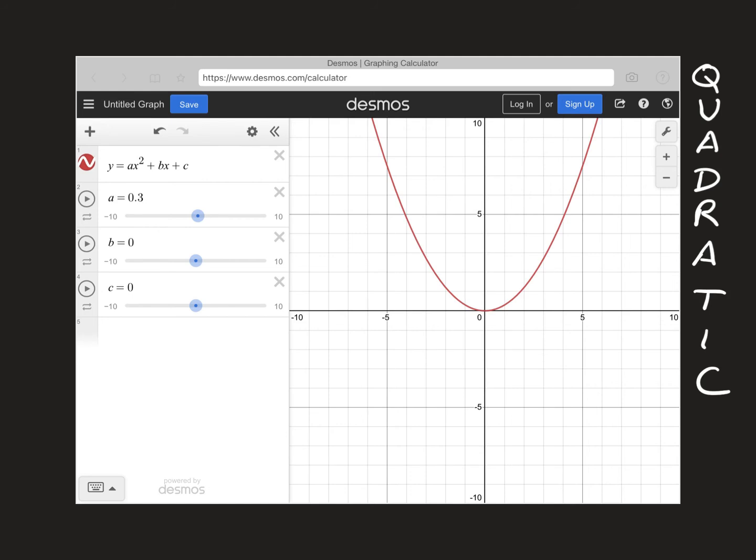The b doesn't change the shape, but the location of where it is on the graph. And the c determines the vertical shift of the parabola. You will use quadratic regression when you decide that a data set doesn't look linear or when the residuals have a pattern of some type.